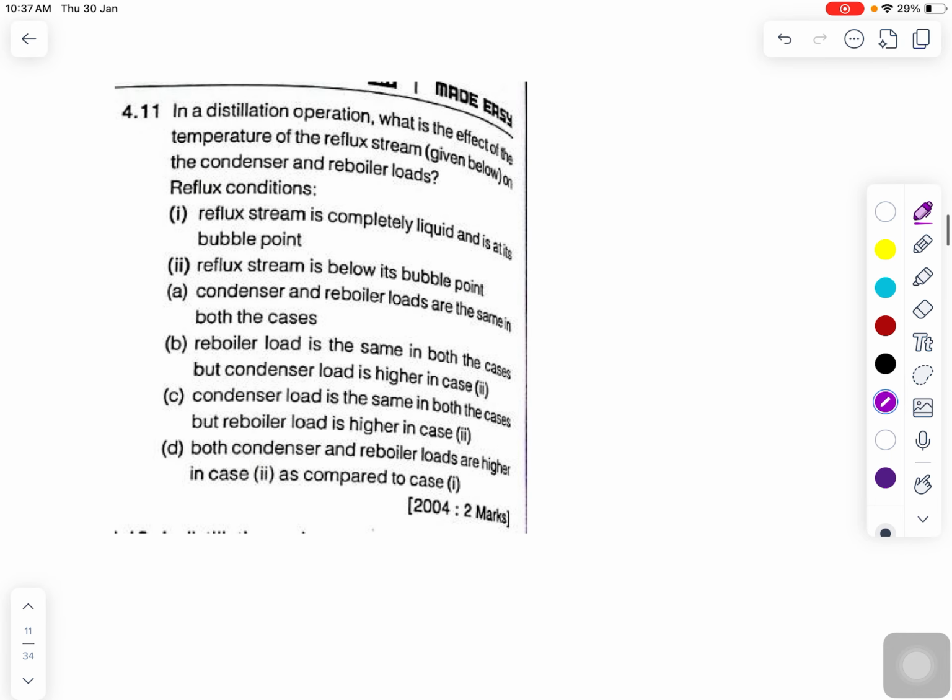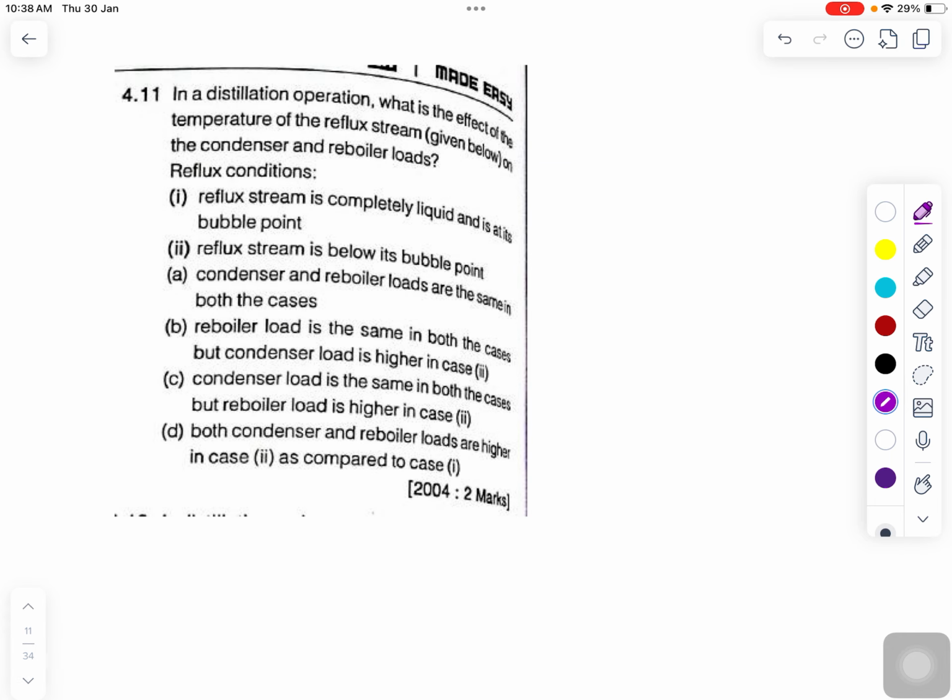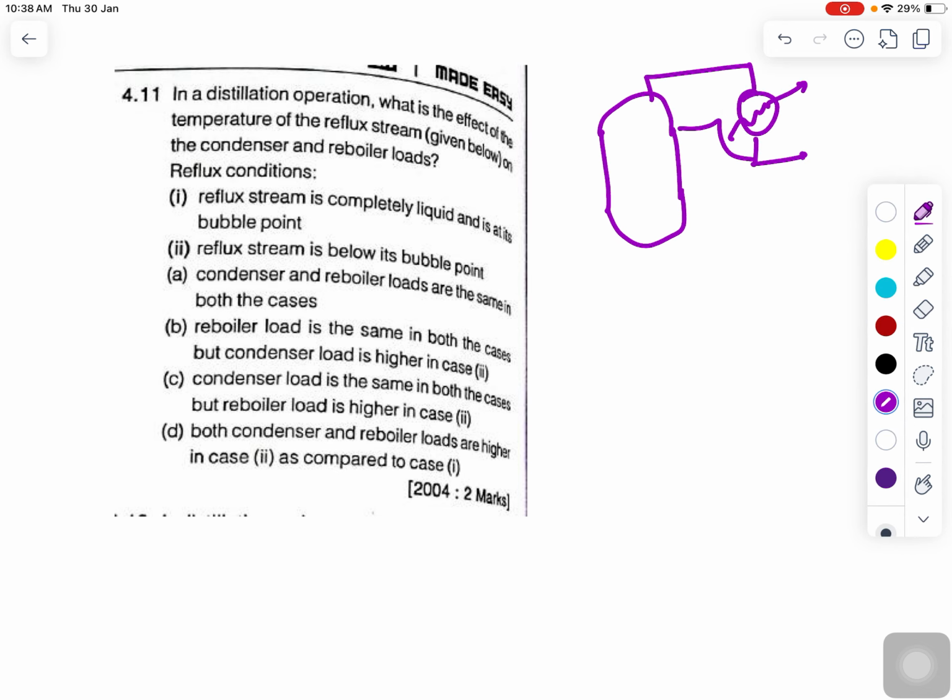Okay, now I'll move towards the next problem. The question says: in a distillation operation, what is the effect of the temperature of the reflux stream on the condenser and the boiler load? So if you see the distillation column, something like that, at the top there is a condenser, and at the bottom you have a reboiler, something like that.